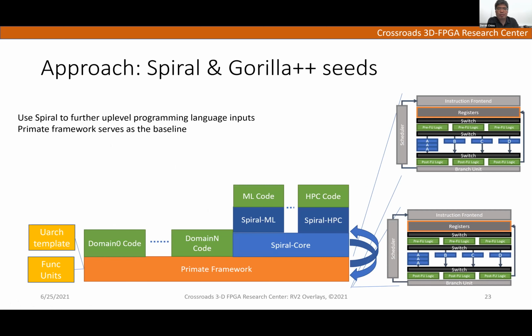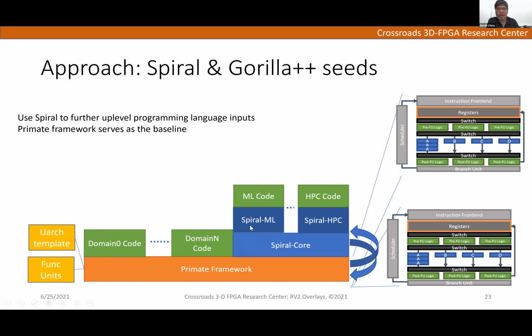So our approach is going to be using Spiral plus the Gorilla++ seeds. Gorilla++ is intended to be more general, allowing us to tackle many domains. Franz, James, and I, and our students are really discussing what the right application space is where we can apply Spiral kinds of capabilities into this flow.